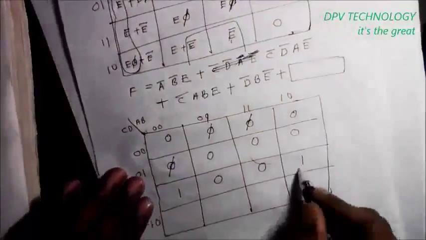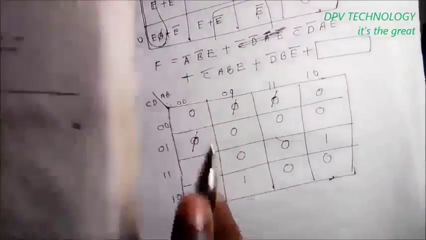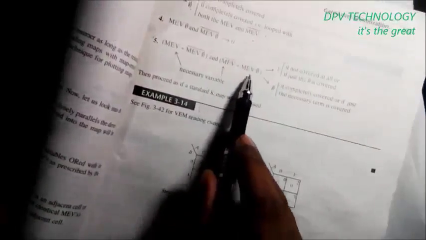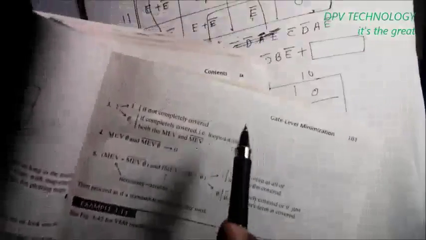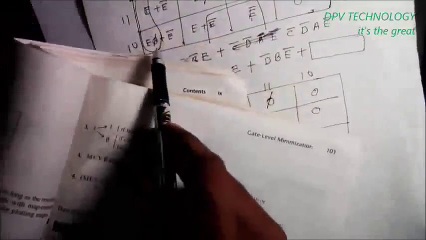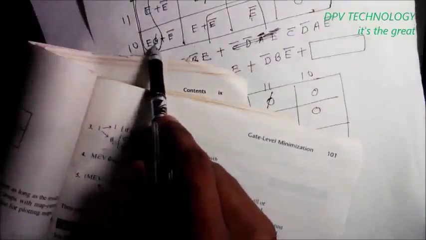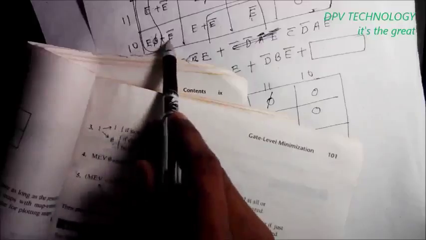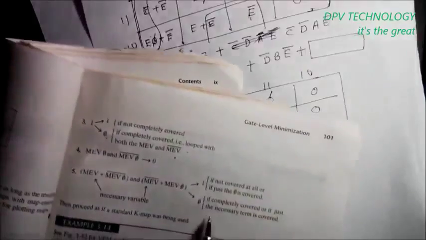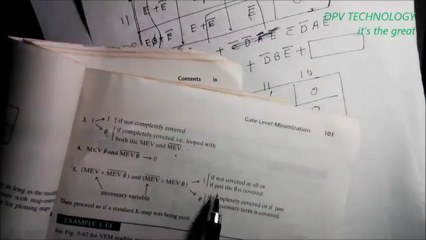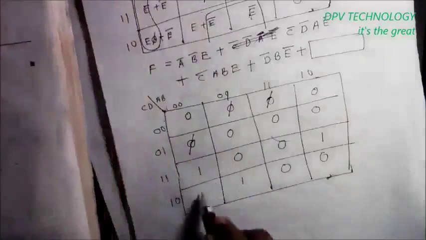So it will become 1, 0, 0, it will become 1. Here you can see this is MEV bar or MEV don't care, it will become 1 if not completely covered. If not covered at all, here you can see this is MEV bar. Here it is the necessary term, but it is not covered. If the necessary term is covered, it will become 1, as here don't care is covered, so it will become 1.